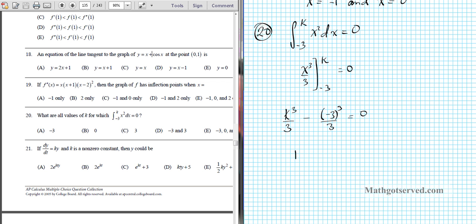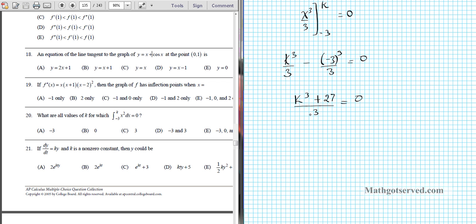So we have k to the third over 3 minus, 3 cubed is negative 27, so negative 27 over 3, and minus times a minus is plus, right? Plus 27 over 3. All right. So we need to solve this equation right here. So multiply both sides by 3. We have k to the third plus 27 equals 0.